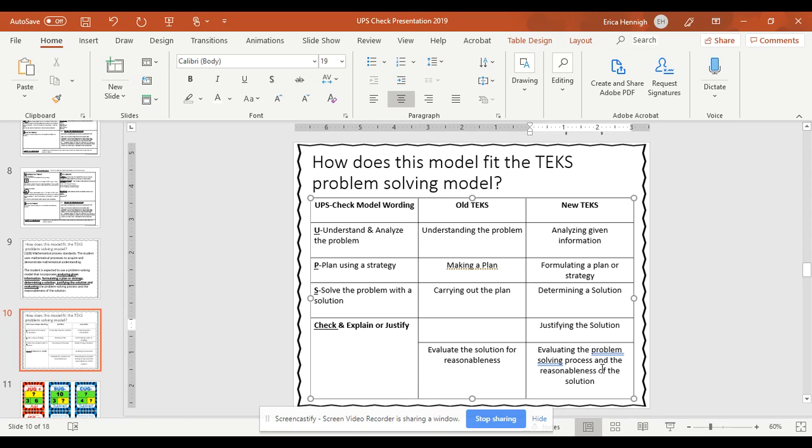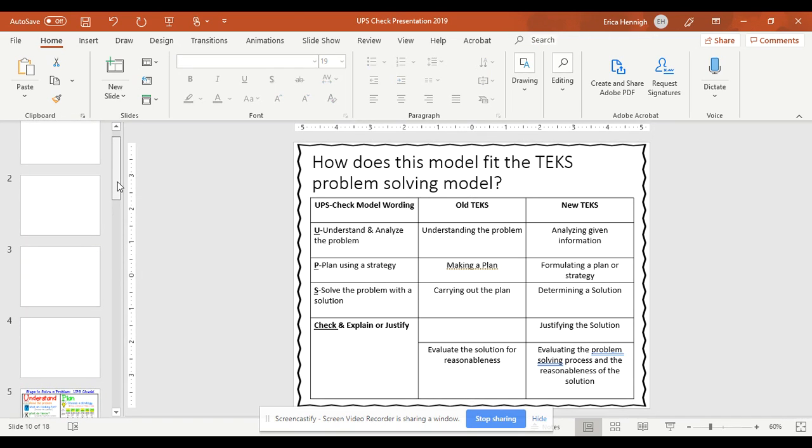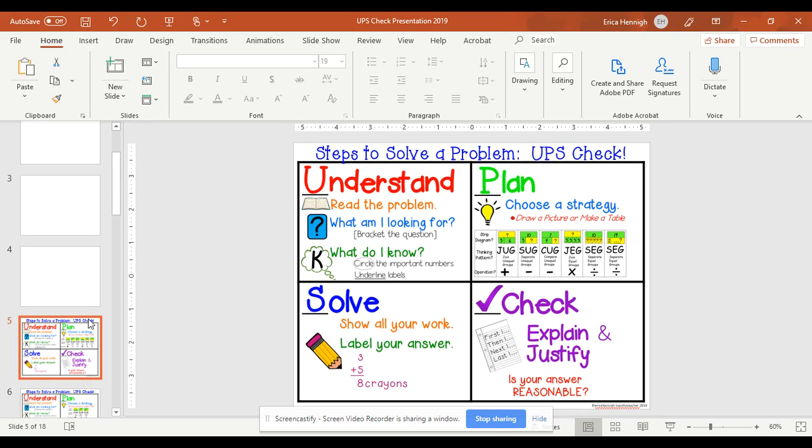It's just a way to really help our kids have a starting place and to know that any word problem they come to is not too much for them, because they have a place to start. It actually builds a lot of confidence in them when they have that. I'll make another video that shows how to actually solve some problems using UPS Check, but I wanted to have a little bit of background first.